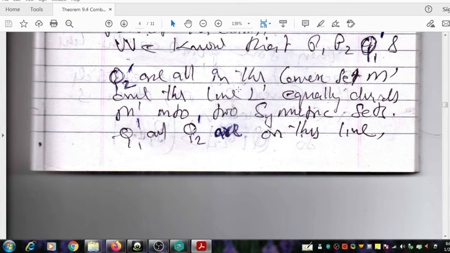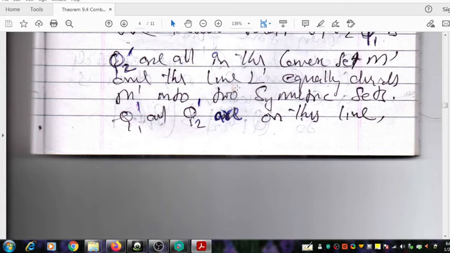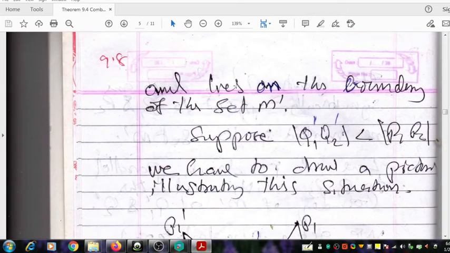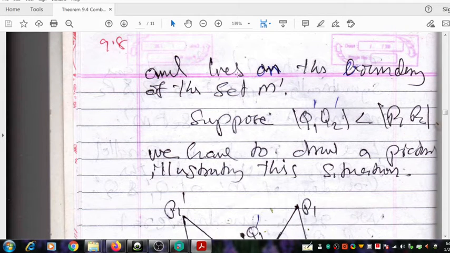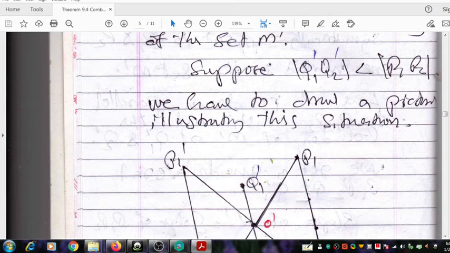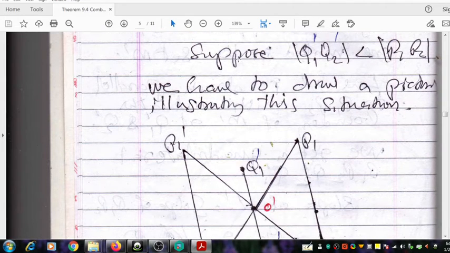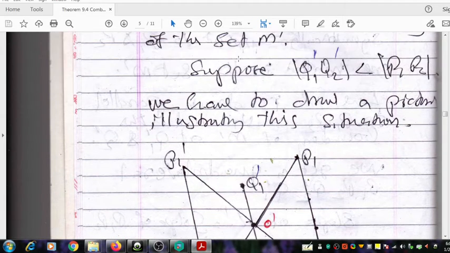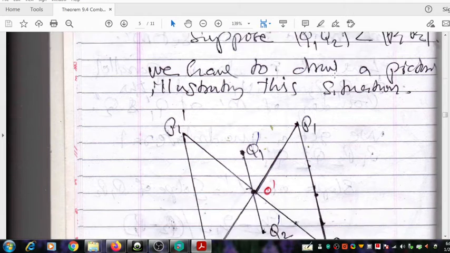The line L prime equally divides the set M prime into two symmetric sets. And therefore, q1 prime and q2 prime are on the boundary of M prime. Suppose for the time being that the distance between q1 prime and q2 prime is less than the distance between p1 and p2. We just assume that this is the case, and then we can draw the figure.